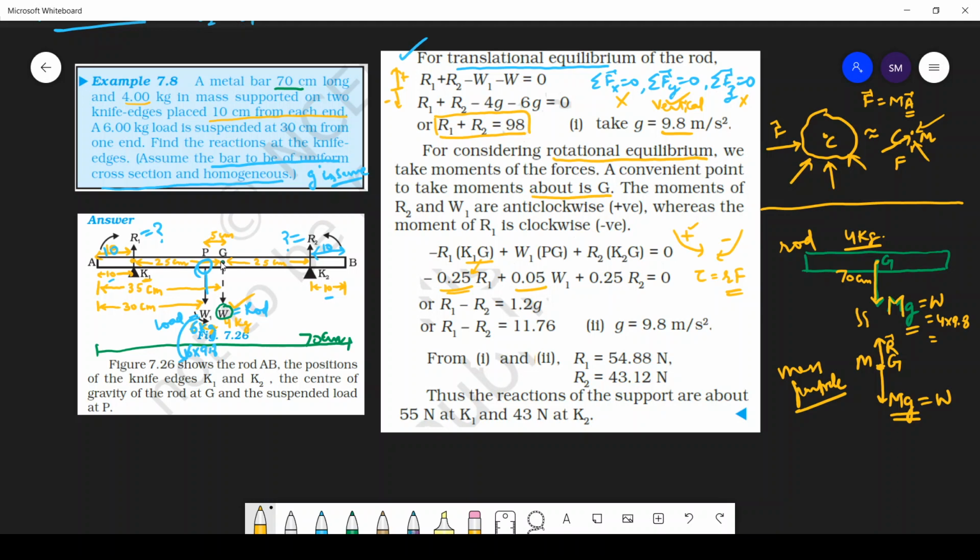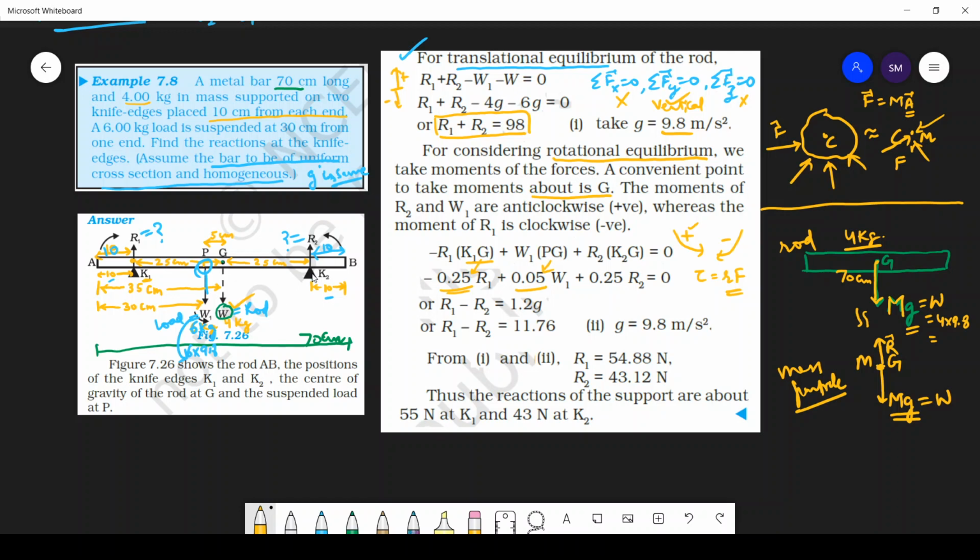The distance from G to the point P of the force W1 is 5 centimeters, so 5 centimeters means 0.05 meters. Put the value of PG here. Now the next force is W, after the W1 you have taken.